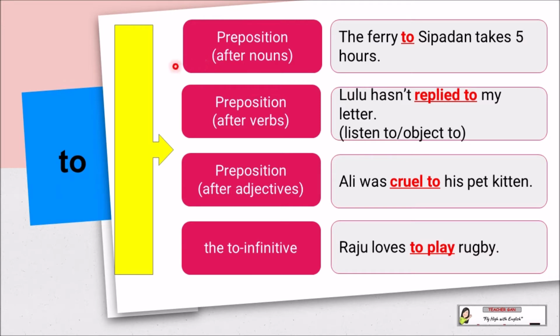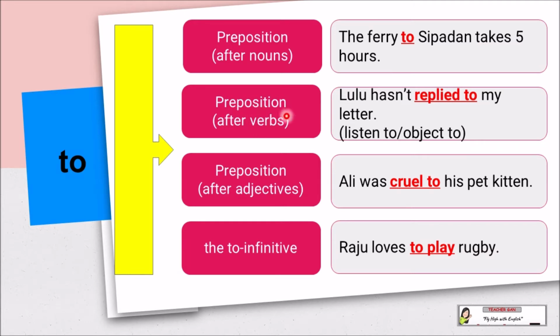Next, we have 4 more rules for preposition "to". The fifth one is preposition after nouns. After nouns will be, for example, a word like Sipadan. So the ferry to Sipadan takes 5 hours.